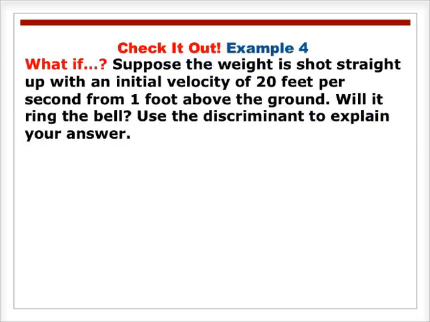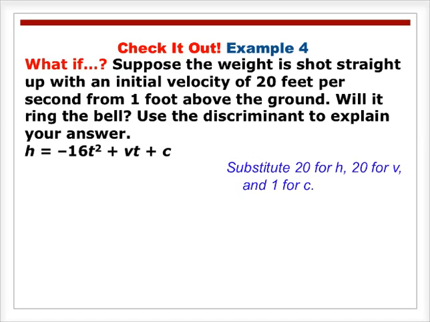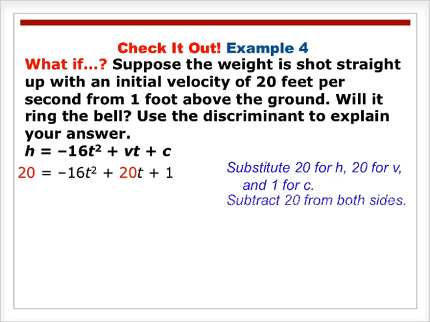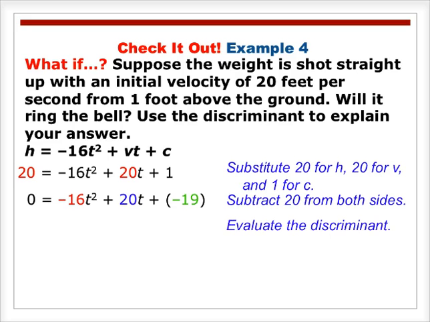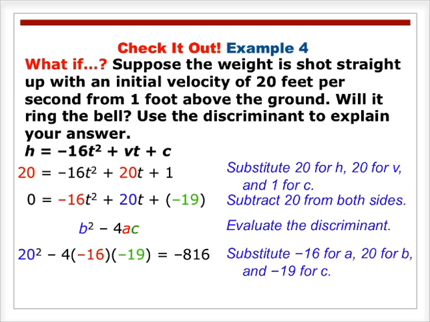But what if the weight is shot up with a velocity of 20 feet per second and starts at 1 foot off the ground? Well, if it didn't go up from before, I doubt it's going to be going up now, but let's just check. And looks like b squared minus 4ac, that's negative as well. So it's really not going to do much better.